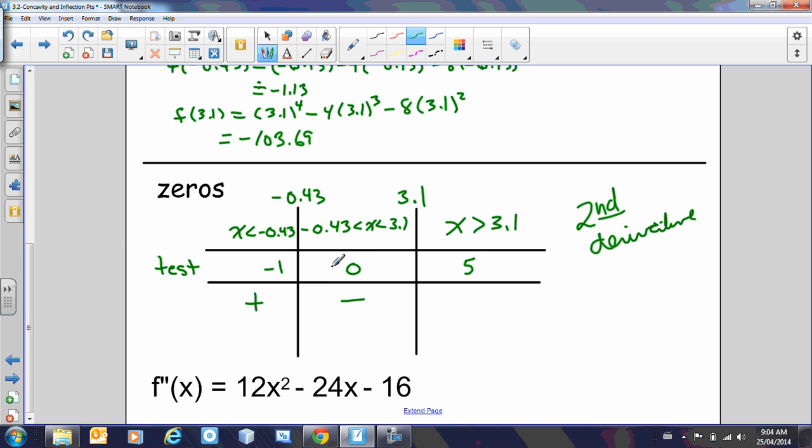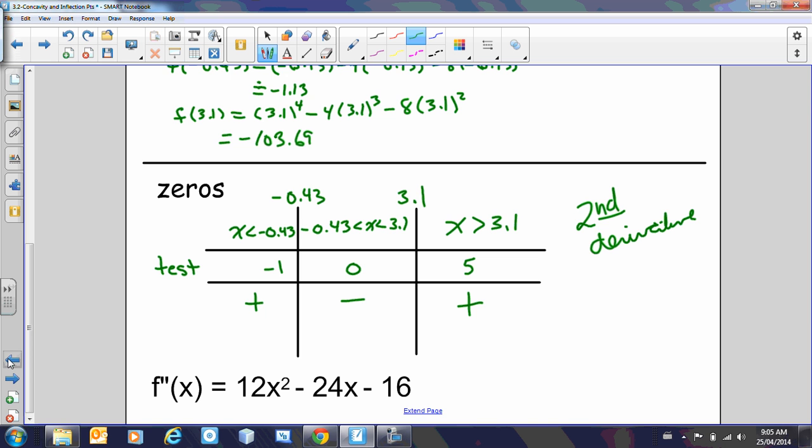Again, just reminding you, what I'm doing is testing any value from these different domains. Negative 1 is probably the easiest number to work with. That's less than negative 0.43. 0 is, of course, the nicest number to work with always. And then something here, 10, 5, something that's going to be nice and easy to work with. And so here I put in a 5, I get 25 times 12. Here I put in 5, I get 5 times this. This one will be positive.